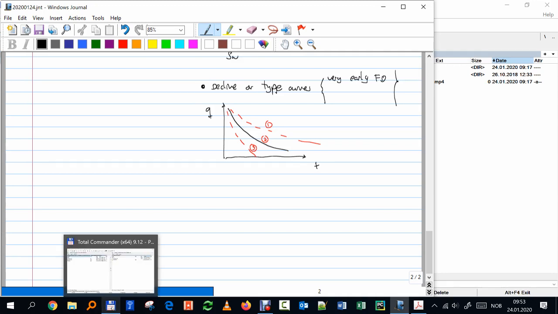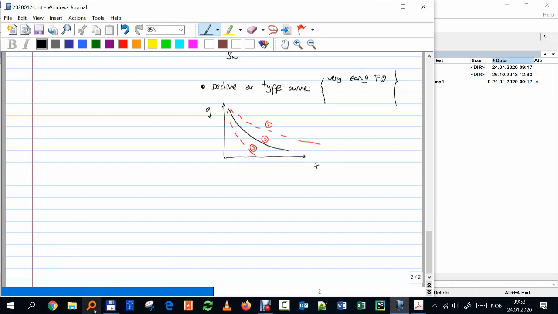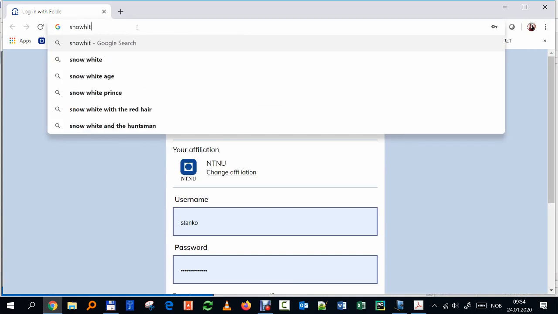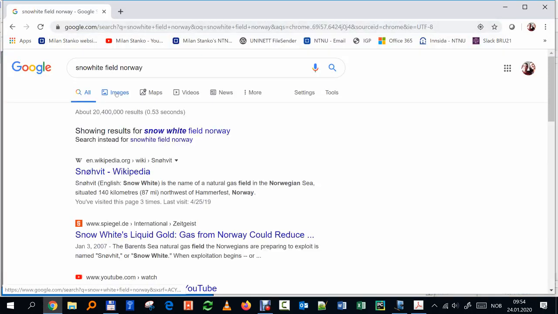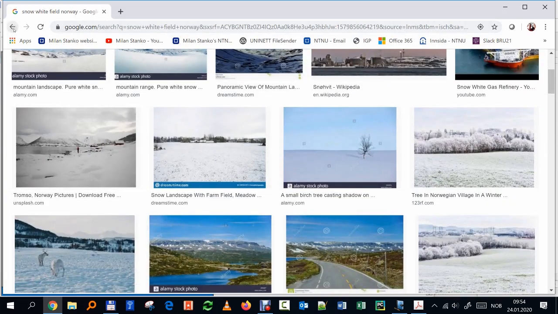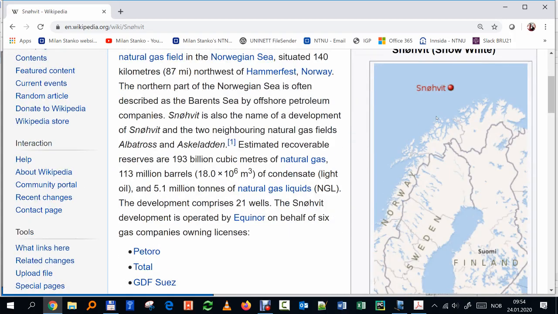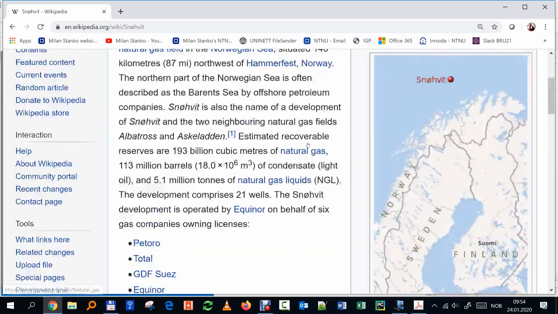Okay, so we are going to have an exercise, which is a production scheduling of the Snohvit field. Let's see if we have something nice. That's white, but that's not the field we're looking for. It's a field located quite far up north, so let me just search for Snohvit.